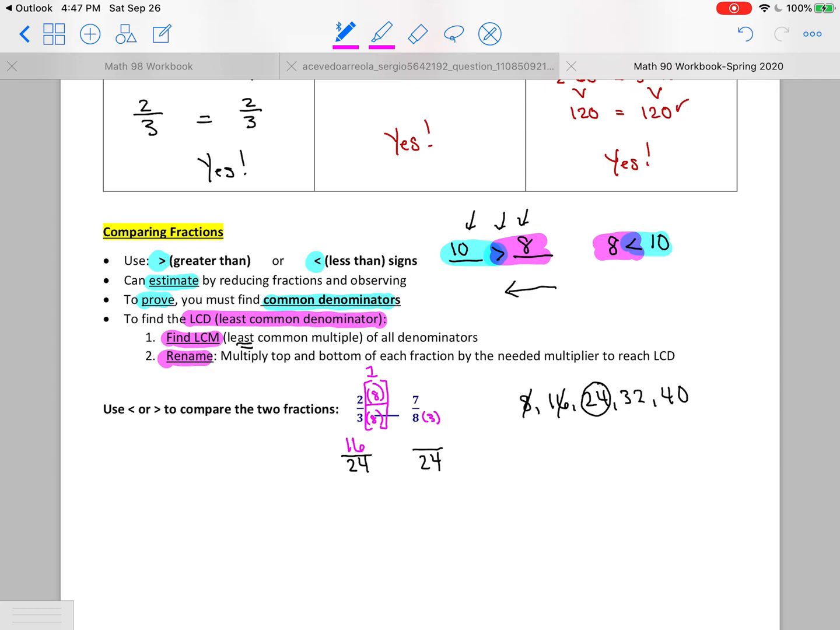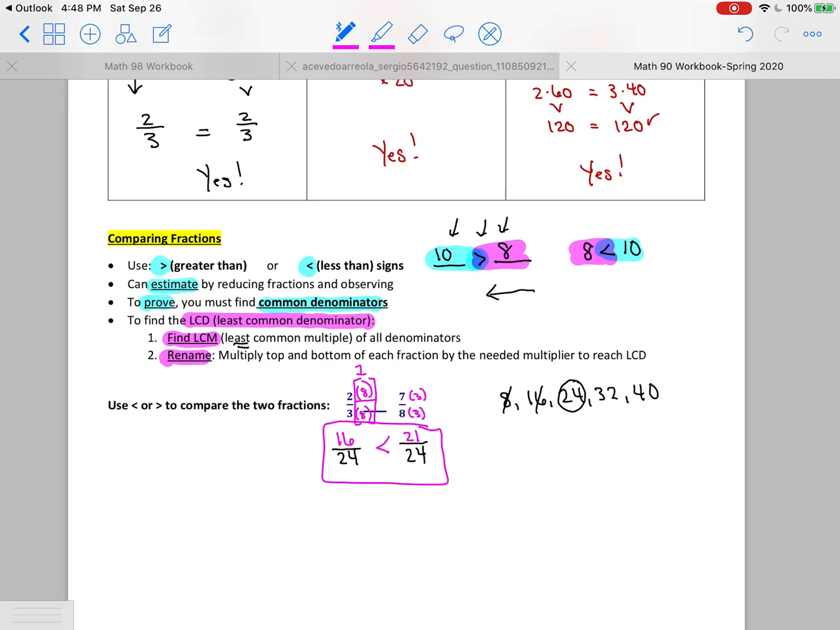And of course, we didn't multiply 8 by 8. That would give us 64. We multiplied 2 by 8. We're going to be doing the same here for the second fraction, right? So now we can easily see which fraction is bigger. Here we have 16 out of 24, and here we have 21 out of 24. So the second fraction is larger, and we're going to put a less than sign here.